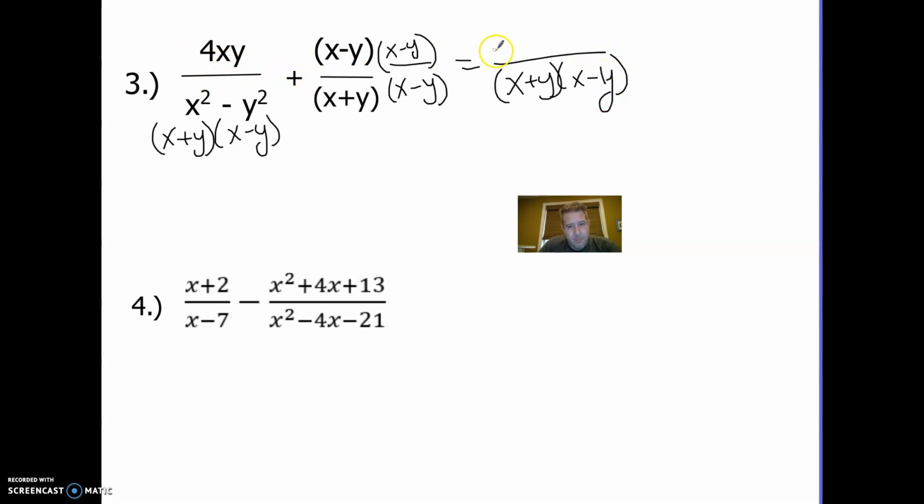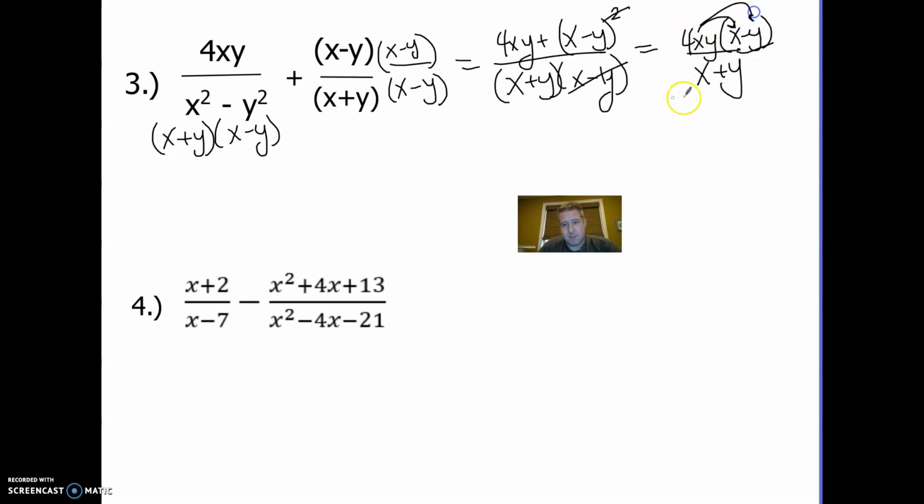And then on the top, we have 4xy plus x minus y squared. Now, the x minus y is going to cancel out with the squared. So that's going to leave me with x plus y on the bottom and 4xy times x minus y on top, which I could then simplify by distributing here times this.